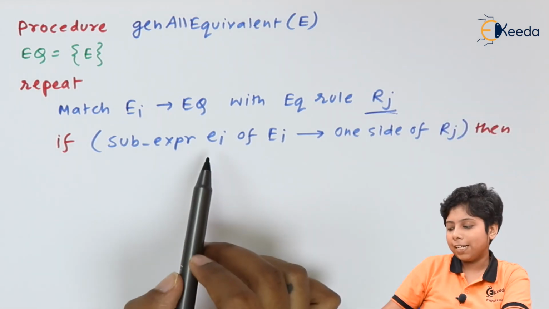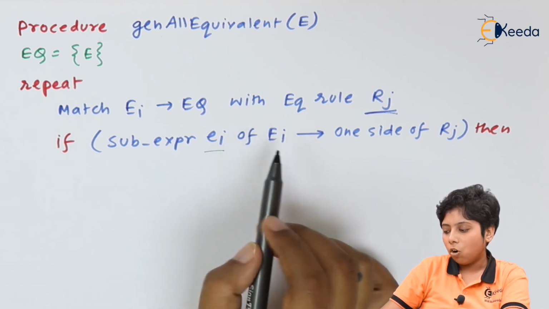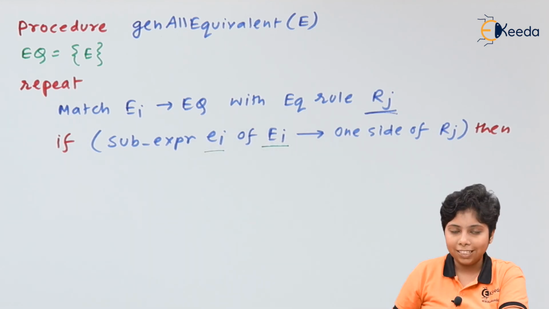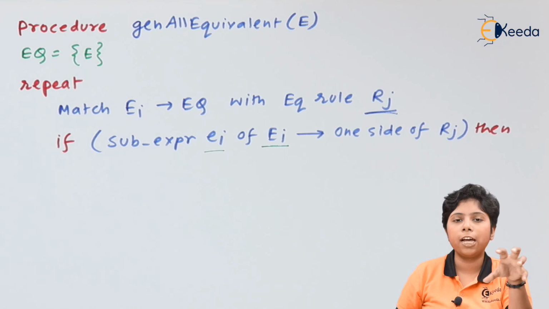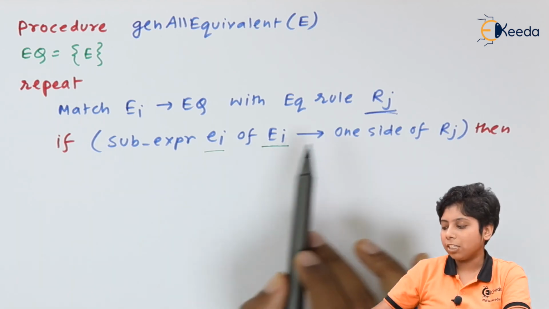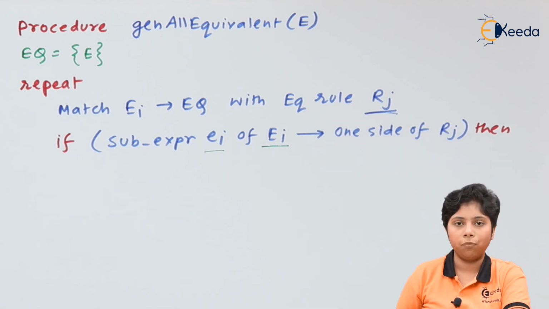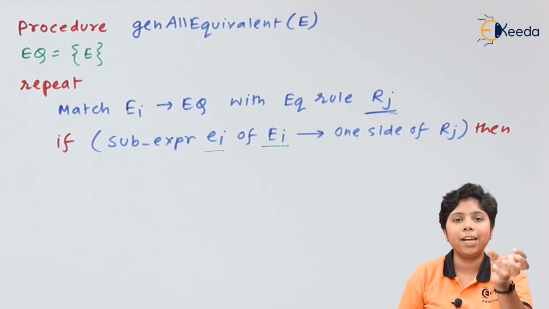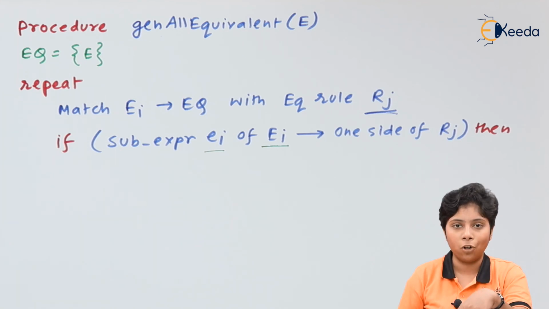Now, if there is any sub-expression small ei of the particular expression Ei, that means the larger Ei contains the sub-expression. Say, for teaches joined with the instructor based on the selection department name equals to music. If it is matching any one side of Rj, we know that the equivalence rule has two sides, then we should check whether the other side is matched or not.